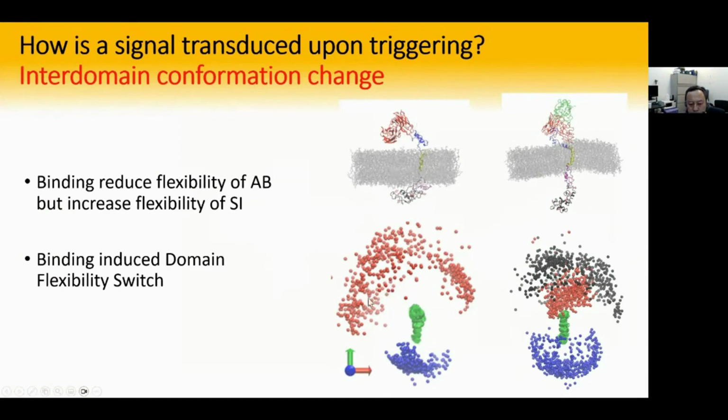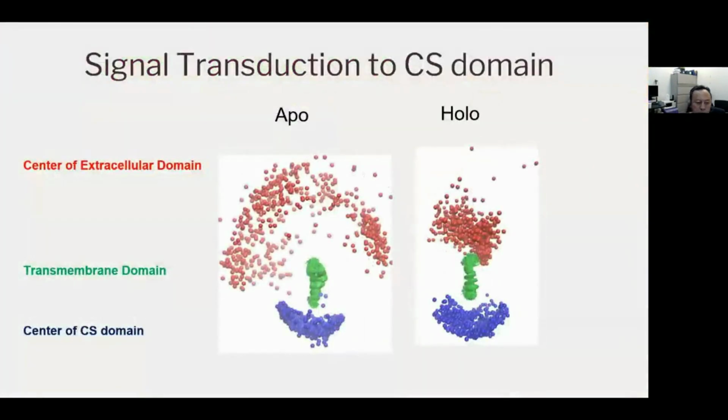So for the APO system, you can see each dot is the center of this domain. It's moving around in space, and this part is the height, closer to the membrane, and it's more fixed. But when you bind, we use this black dot to refer to the antigen, now it's fixed, and this is moving around. So that might be the maximum for the signal domain to sense the antigen.